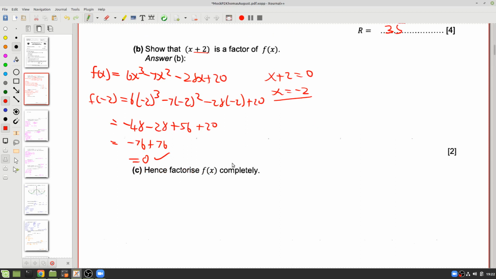Okay, hence factorize f of x completely. Okay, so I'm going to do long division for this one. You're welcome to do synthetic. Maybe I'll do both. Let's do both. Okay, so I'm going to start with long division.